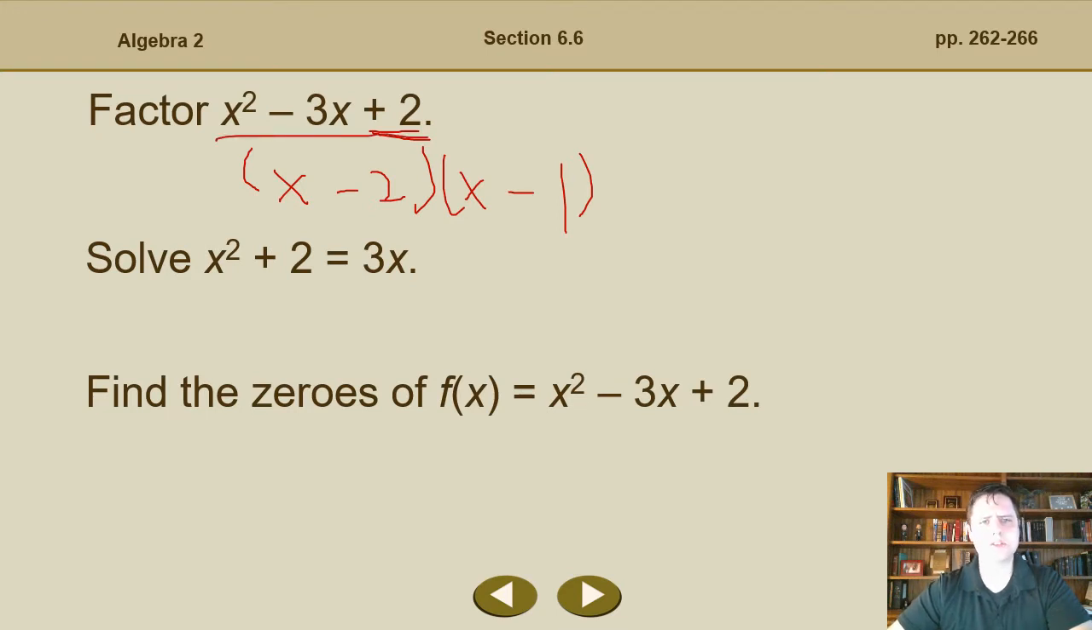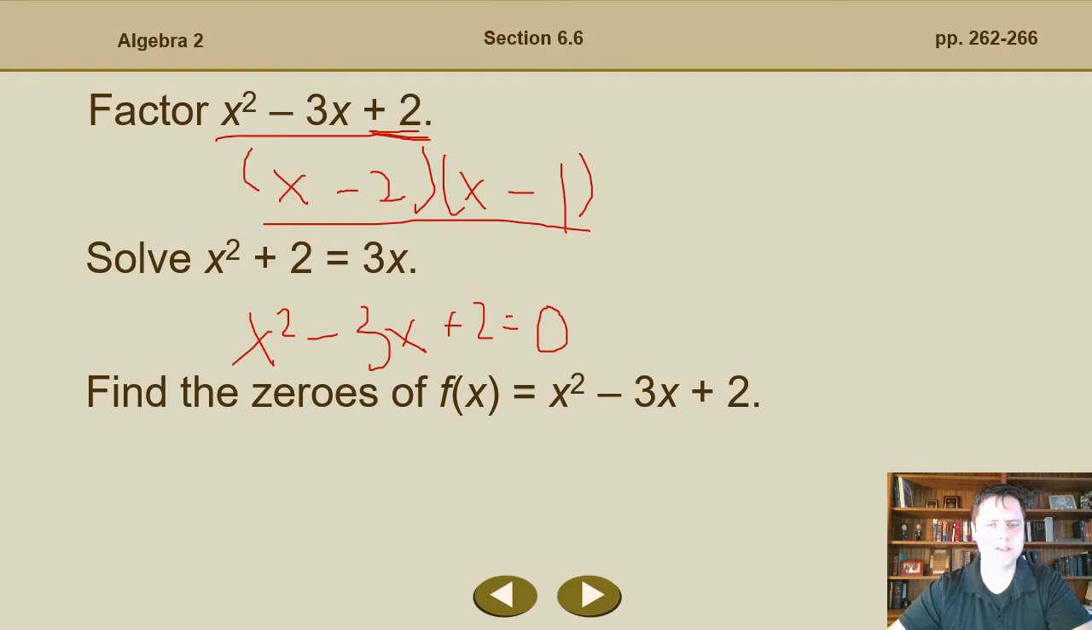And this next one, solve x squared plus 2x, or plus 2 equals 3x. We would first of all subtract that 3x over to the other side. And then that would be set equal to 0. Now note, once I do that, I have exactly the same factoring that we had up above, with the exception this time that it's set equal to 0. So we just have to ask ourselves, what makes this part equal 0 and what makes this part equal 0? Which is obviously going to be 2 and 1.